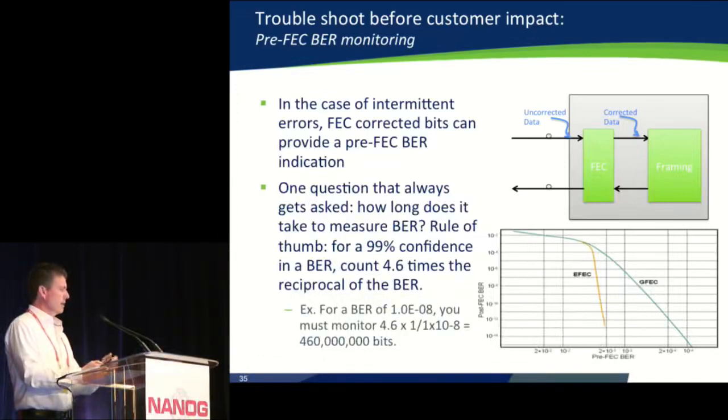And if you're monitoring bit error rate, a rule of thumb for measurement time is that for 99% confidence in the bit error ratio, you have to count 4.6 times the reciprocal of the bit error ratio, and that's a number of bits. So for a bit error ratio of 10 to the minus 8, you'd have to monitor 4.6 times 10 to the 8, or 460 million bits. And so you can calculate the time that you're going to need to monitor based on the rate.